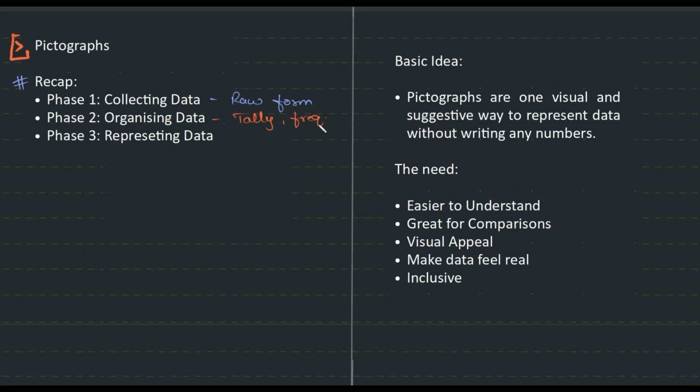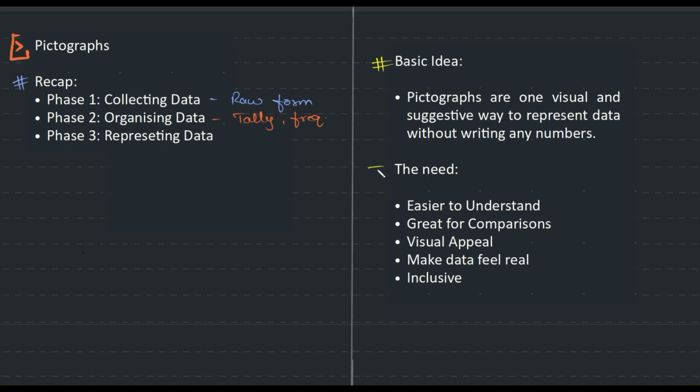Tally and the frequency table itself helps, but sometimes, many times, actually all the time, representing data in pictures helps a lot more. And that's where our pictography study comes into the picture. Pictography is one visual and suggestive way to represent data without writing any numbers.